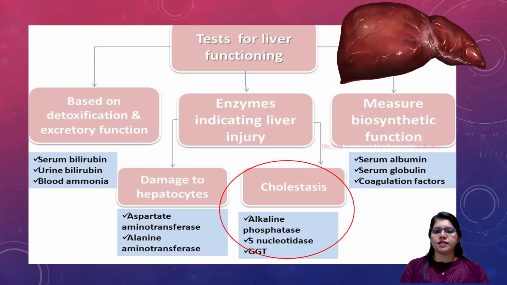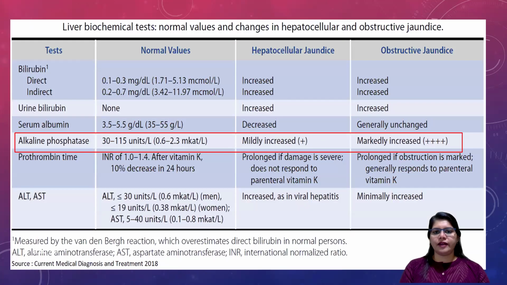Now, what are the enzymes indicating liver injury? When there is damage to hepatocytes, the aminotransferases will get elevated, like aspartate aminotransferase and alanine aminotransferase. But when there is cholestasis, the specific and sensitive one is 5-nucleotidase, but alkaline phosphatase will be markedly elevated and gamma glutamyl transferase will also be elevated. So you can see that when there is obstructive jaundice, alkaline phosphatase is markedly increased compared to our ALT and AST.